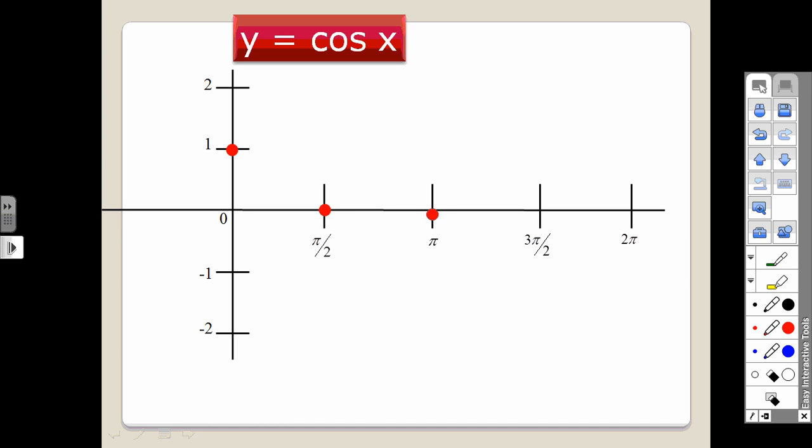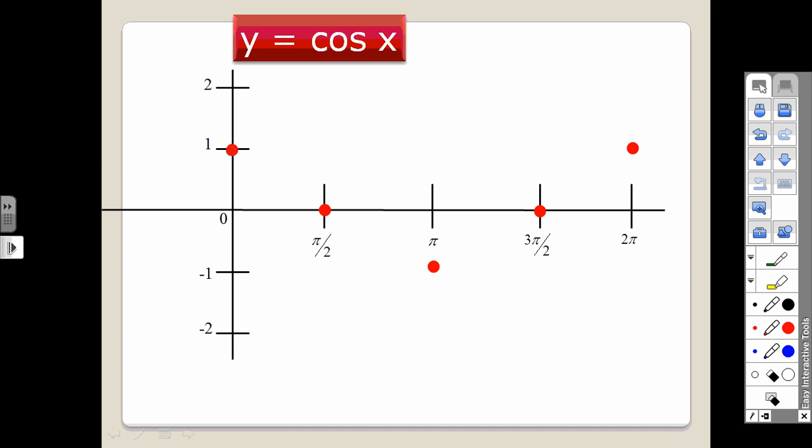Okay, at pi, I'm down at -1. At 3 pi over 2, I'm back up to 0. And then at 2 pi, I'm up at 1. So if you're not careful, this could end up looking kind of like a V. Looks exactly like a V if we did straight lines. But remember, this is a curve, and these should be kind of rounded.